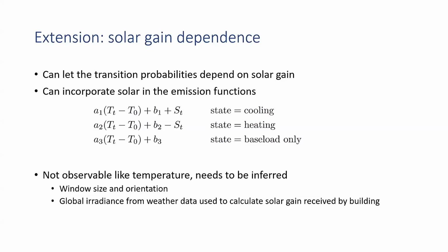Solar gain isn't observable like temperature. So in the weather data, we have the solar gain received by a flat plane, but we want to calculate it for the actual building. So the model would need to infer the window size and orientation.